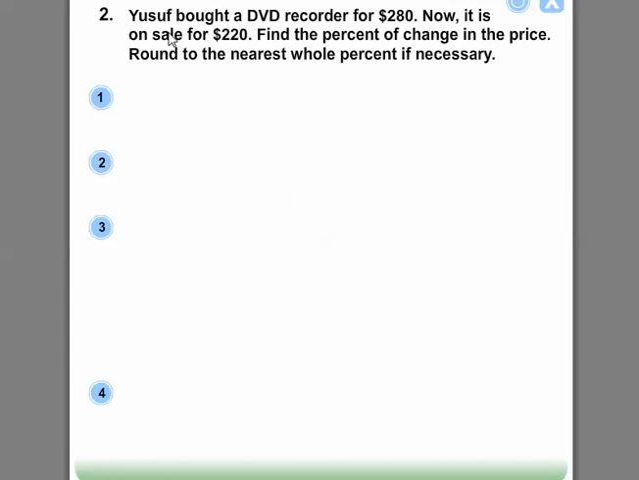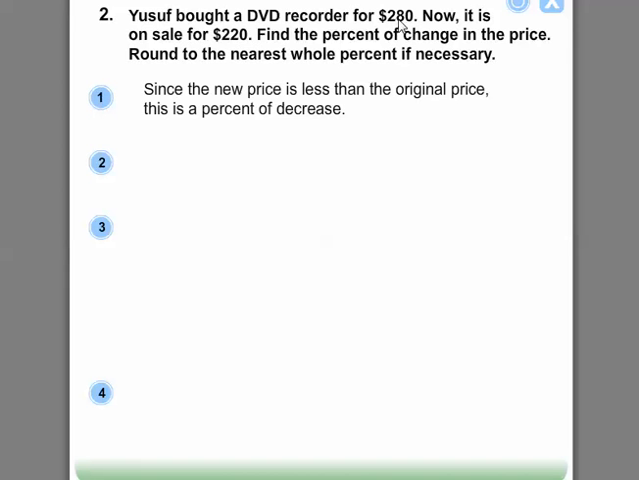Let's move on. For this one, it says Yusuf bought a DVD recorder for $280. Now it's on sale for $220. So again, the first thing we look at is we went from $280 down to $220, so it's a percent decrease. Now think back to our algorithm. You can rewind if you need to. Our algorithm said find the amount first.